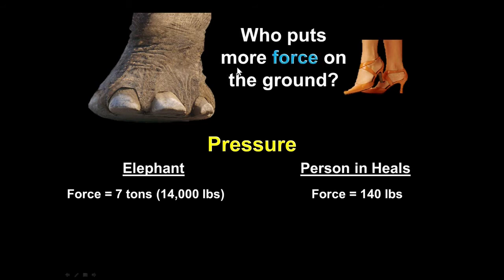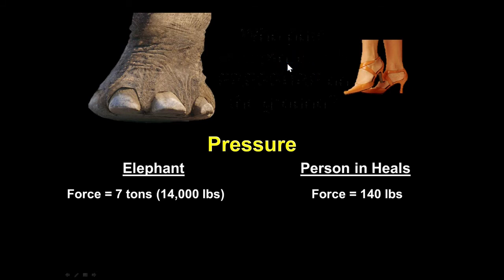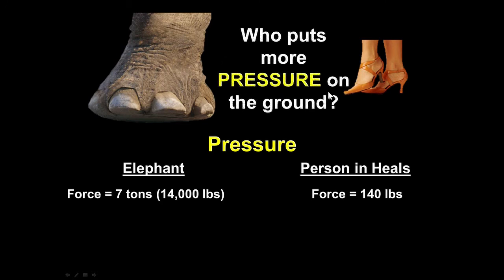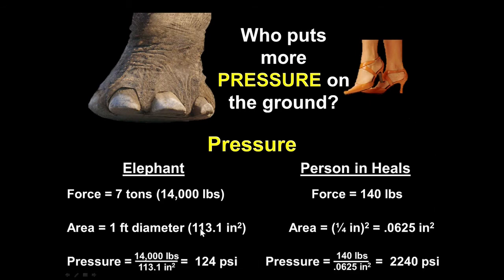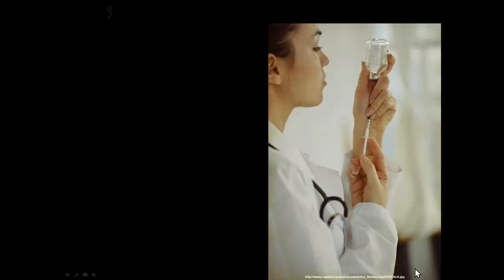Okay. The question now here is who puts more, or that was the original question. Now the question is which one puts more pressure on the ground? So we have to know the area. Let's say that that is a circle, 1 foot in diameter, this many square inches. This is a 1/4 inch heel, not a 1/4 inch high, but a 1/4 inch by a 1/4 inch. So this many square inches, this force divided by that area, and this force divided by that area. The elephant did not put very much pressure on the ground, but the person in high heels put a lot of pressure on the ground.